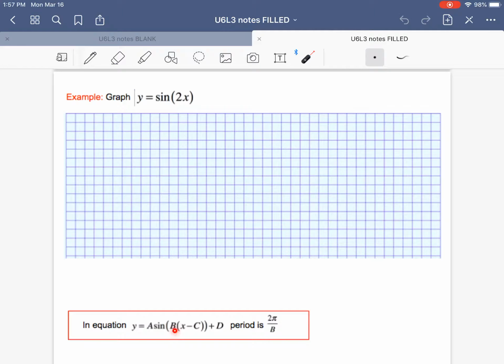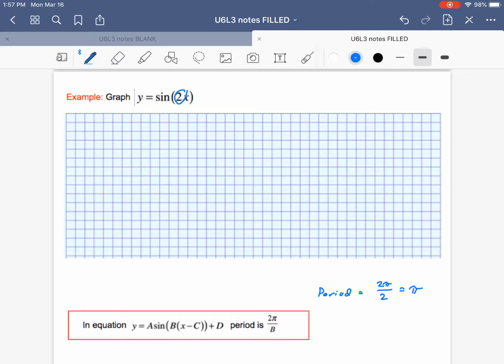We know, or we should know, that multiplying x by b actually compresses the graph by a factor of b. So whatever b is, the new period will be the original period over b. All right, so if I write that out, let's say that the period is going to equal 2 pi. In this case, b is 2. So 2 pi over 2 is pi.